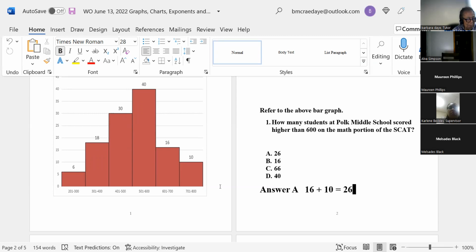Okay, I understand you now. So that's 30 and then 40, 48. 48 and 6 is what? 48 plus 6 is 54. That's right. Very good. Yes, 54. Now you understand how you solve these problems with the bar graph, right?